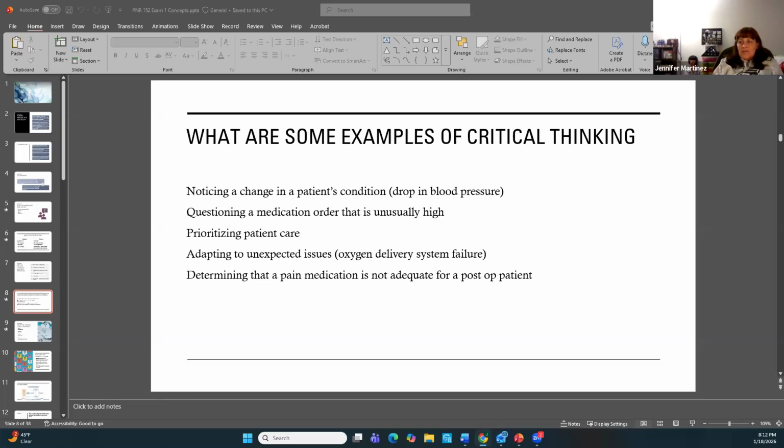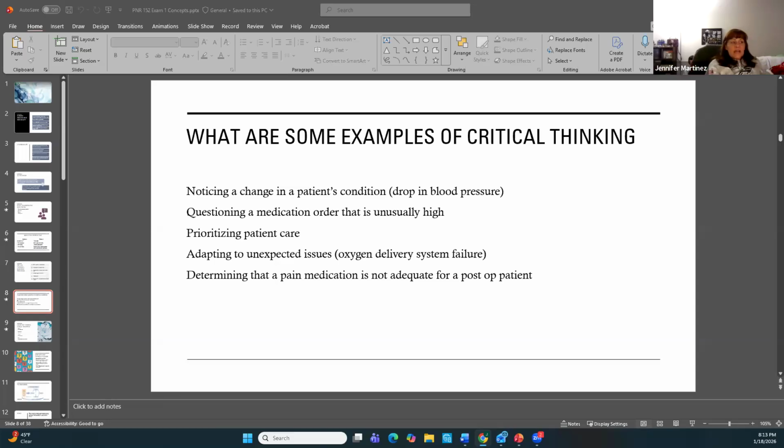Questioning a medication order that is unusually high. So, where you work and what you do, you're going to get very familiar with the medications that you're going to see. If something doesn't look right, then you want to look it up. If you don't know what a medication is, you don't know what the standard dosage is, look it up. Okay, there's plenty of drug references that are there. And I know that there's other safeguards in place, right? But it's our job. We're the ones that are going to be given the medication. So always look at that.